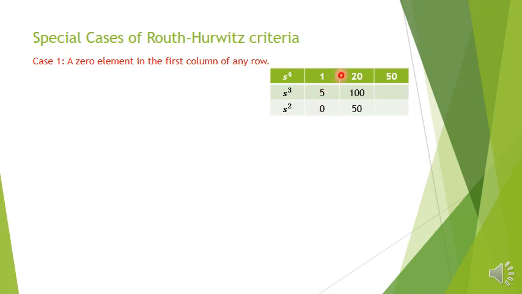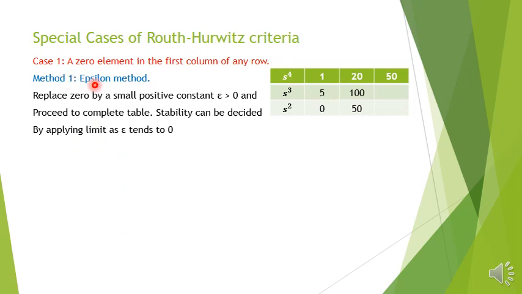So in this case, checking the sign of the first column is difficult. So how to resolve this? There are two methods. Method 1 is the epsilon method. In such a case, where the first column of any row is 0, we resolve this difficulty by the epsilon method. In this method, replace this 0 by a small positive constant epsilon and proceed to complete the table. And stability is decided by applying the limit as epsilon tends to 0.